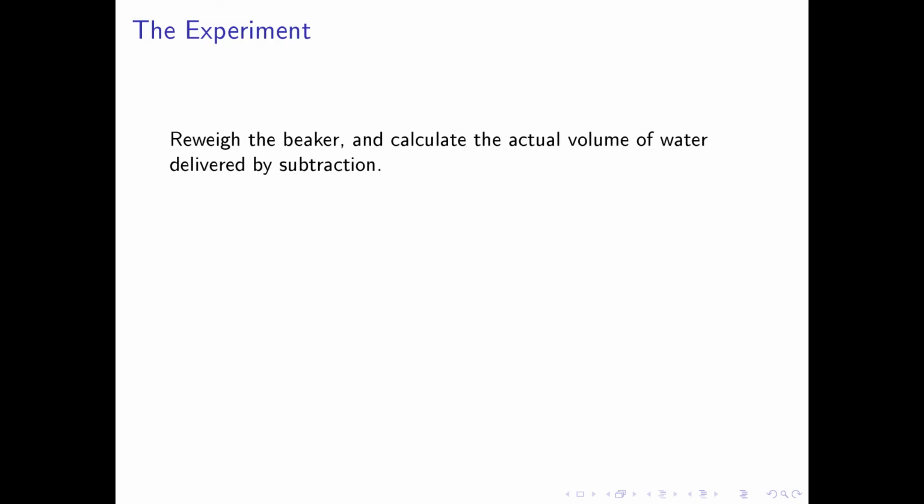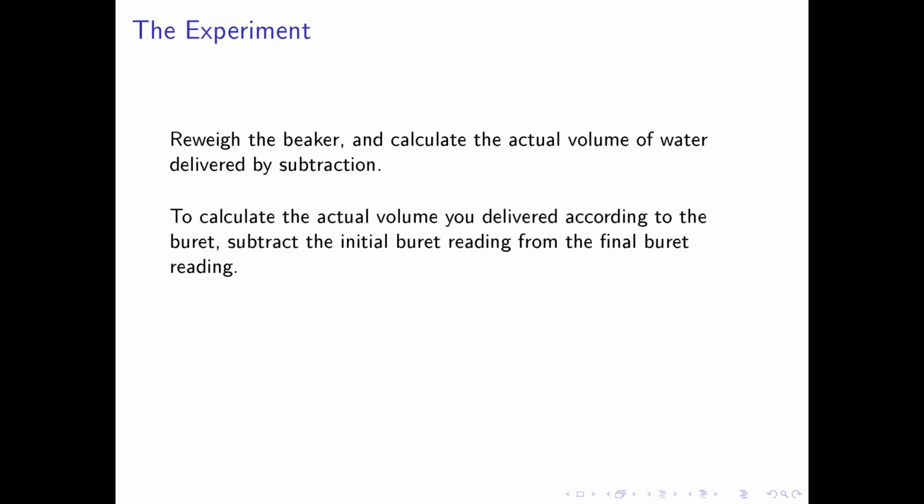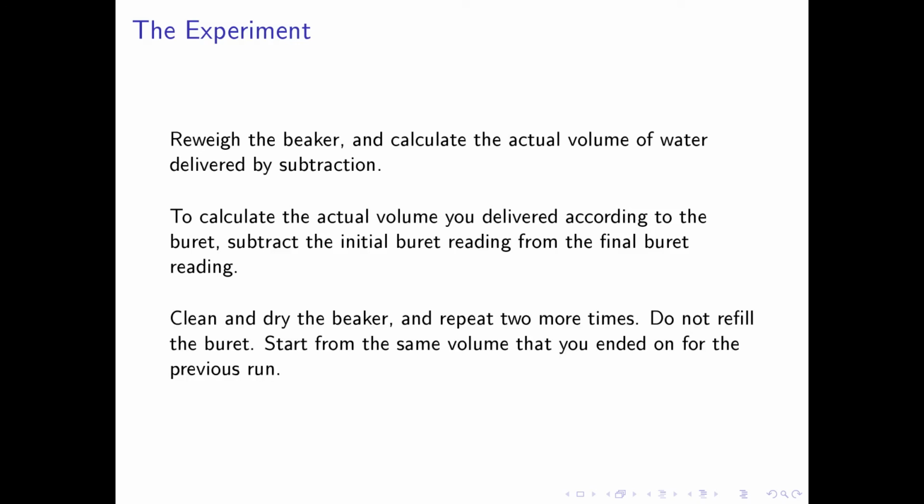As before, reweigh the beaker and calculate the actual volume of water delivered using the subtraction method. This is now different than the other glassware. You will need to calculate the actual volume you delivered according to the burette. To do this, subtract the initial burette reading from the final burette reading. Now clean and dry the beaker, and you'll repeat this 2 more times. Do not refill the burette. Start from the same volume that you ended on for the previous run.